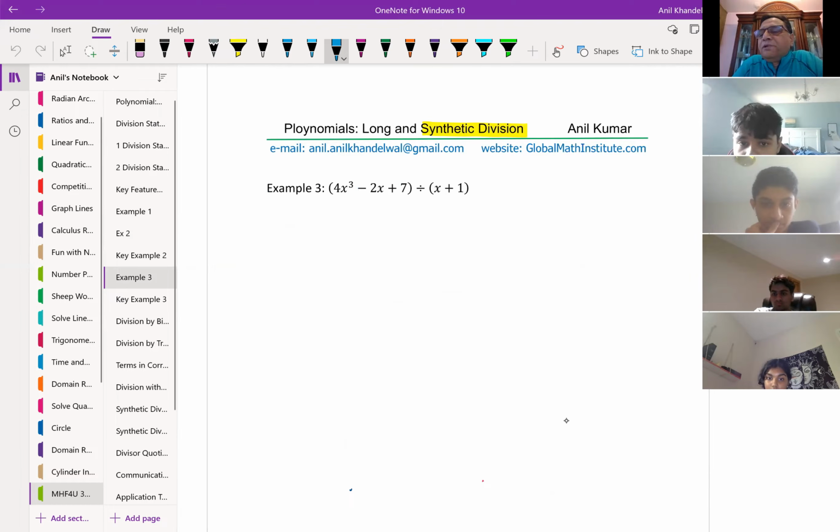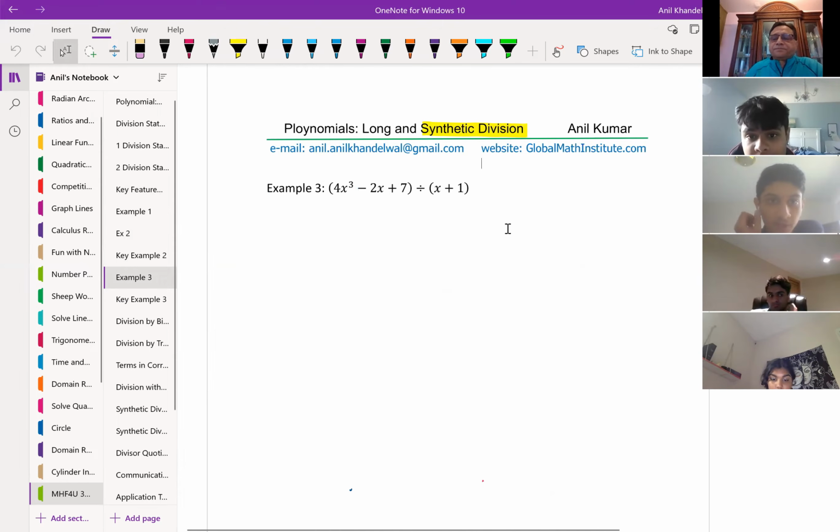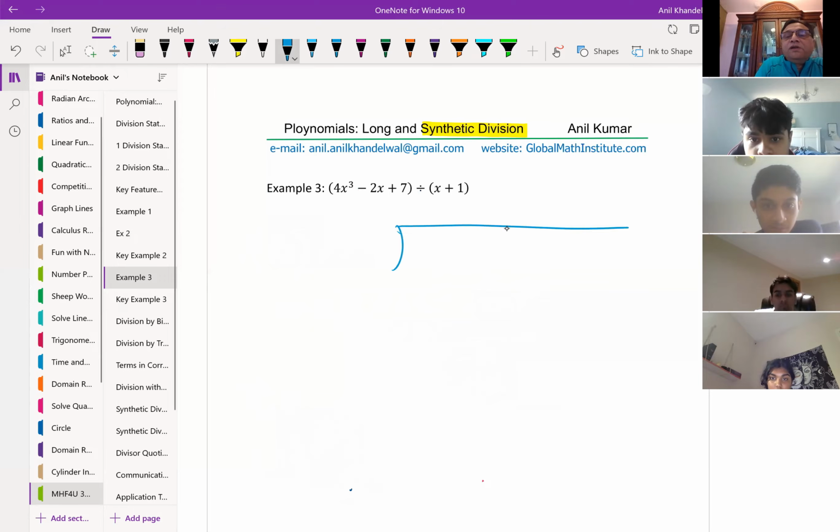Now here is the third example for us. This example is slightly interesting, because, Akshat, can you please read this equation? What is the polynomial written here? Yes, sir. 4x cubed minus 2x plus 7 divided by x plus 1. Something is missing in between, right? The x squared term is missing. So when you divide this, what are we going to do? We will place 0 for the x squared term. So we have here 4x cubed plus 0x squared minus 2x plus 7, and we are dividing by x plus 1.